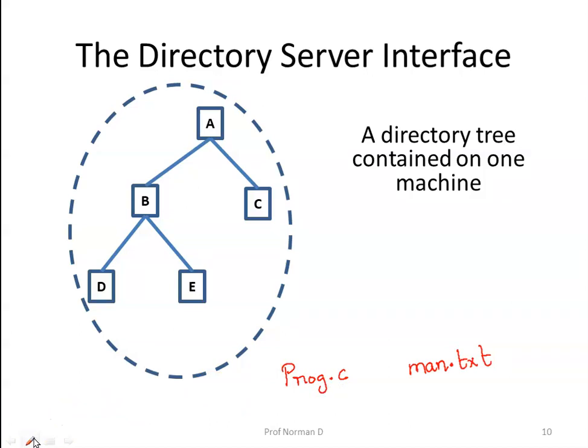Now some systems divide file names into two parts, usually separated by a period. For example, program.c for a C program or man.txt for a text file. The second part of the name is called the file extension, and it usually identifies the file type.